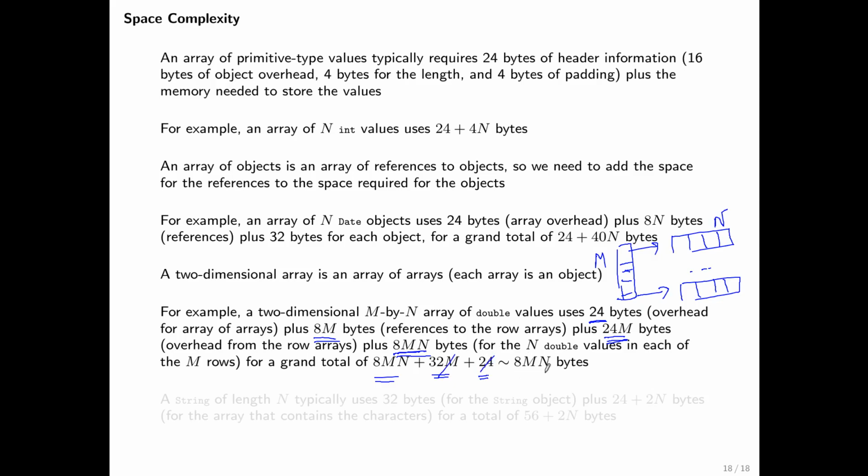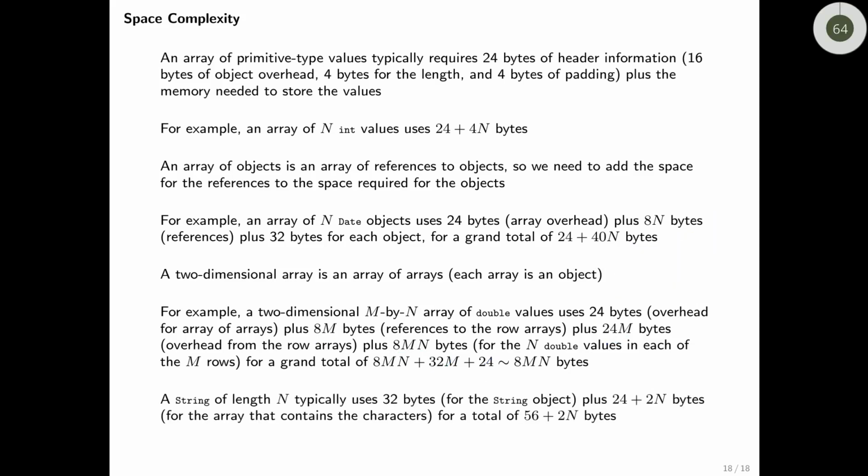Okay, so even with space complexity, you can use this notion of a tilde approximation and say that this expression on the left can be approximated using this expression on the right. Right? So that's how you estimate the memory footprint of a two-dimensional array. Finally, what about a string? Well, a string of length n, so if it's a string with n characters, it uses 32 bytes for the string object, plus 24 plus 2n bytes for the array that actually contains the characters, to give you a total of 56 plus 2n bytes.